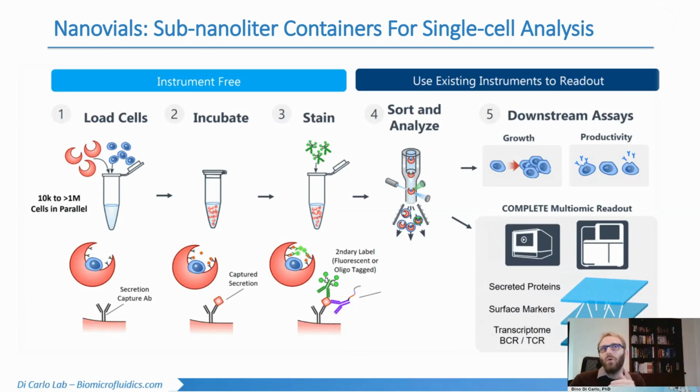And so I'll talk more in this talk, especially about our work on linking that functional information about secretion with transcriptomic information, where the oligo-tagged antibody is useful. Again, these can be sorted, they can be grown, cells can be grown up again, they remain viable. Actually, the nanovials protect the cells from shear stress. The cells can be expanded, or they can be analyzed. Their secretions or protein markers can be analyzed.